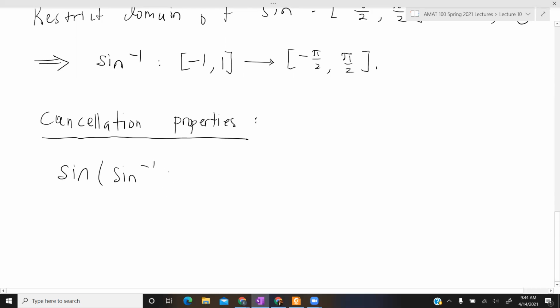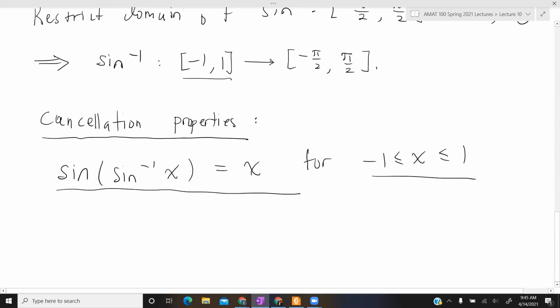The idea is that if I take sine of sine inverse of x, that better be x, because they cancel each other out. And this is for any x between 1 and -1, because the only numbers I can plug into sine inverse are between 1 and -1. So this equation holds when x is between 1 and -1.